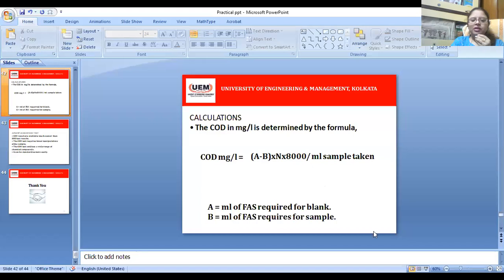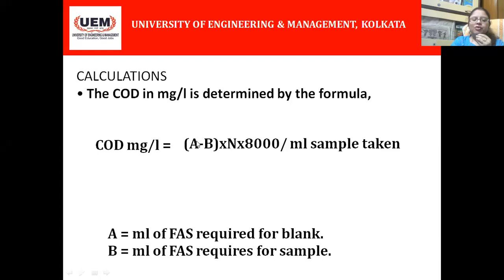So here you can see, for A, the blank titration, we are getting a value of 5.1 ml. And for B, the titration with the wastewater, we are getting a value of 2.1 ml. So A minus B will be 5.1 minus 2.1 ml. And N is the normality you have set as 0.5 normal, and 8000 is the conversion factor. Thus, you will get the COD in terms of mg per liter.